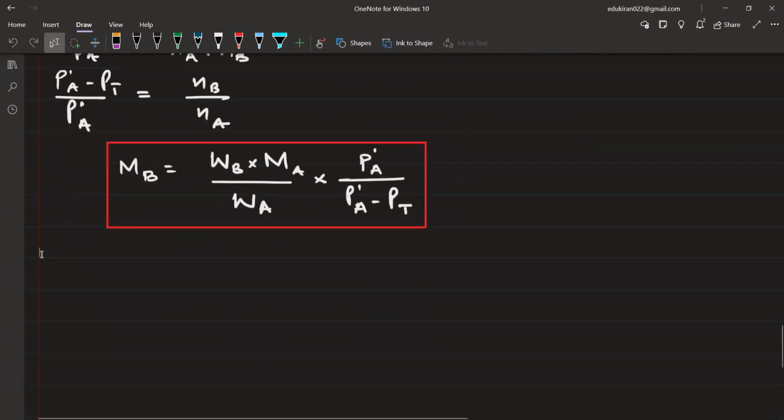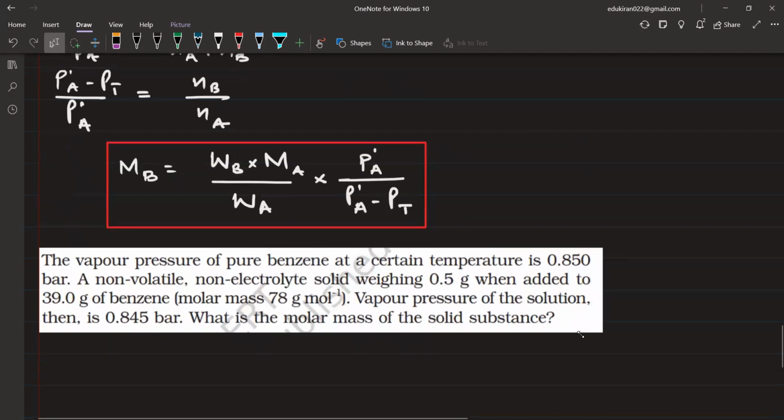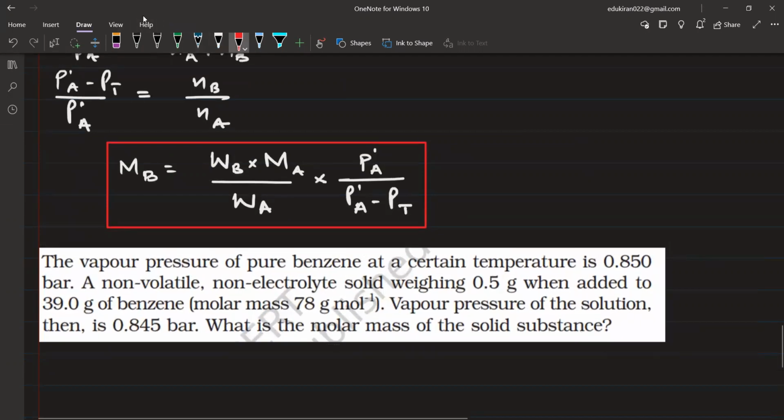After this, try this question. The vapor pressure of pure benzene at a certain temperature is 0.85 bar. A non-volatile and non-electrolyte solid weighing 0.5 gram, when added to 39 gram of benzene, the vapor pressure of the solution is this much. What is the molar mass of the solid substance? So they're asking the molar mass of the solute. What have they given? They have given the molar mass of A, that is 78 grams per mole.